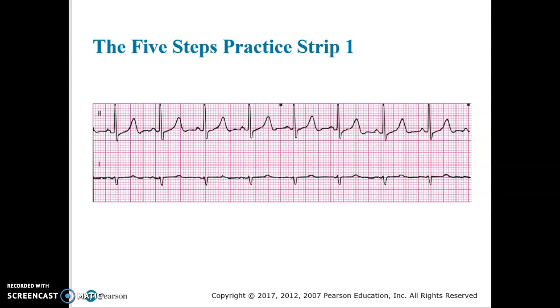And now we're going to look at the PR interval. It is 0.12 seconds, which is normal and constant from beat to beat. And then we're going to look at that QRS interval. The QRS interval is 0.08 seconds. It's a normal beat. Okay? So everything here is looking normal.